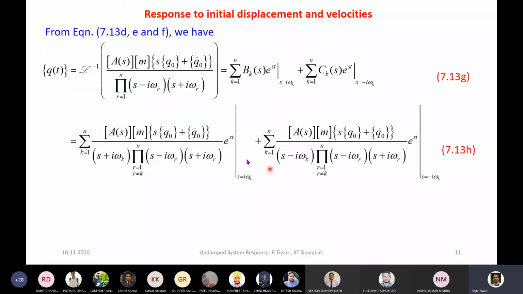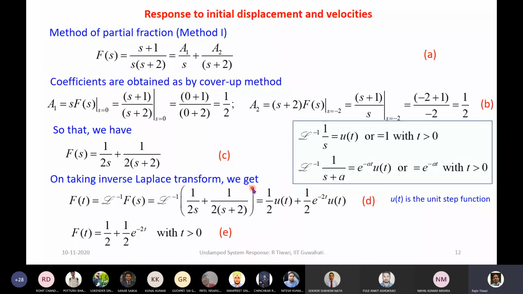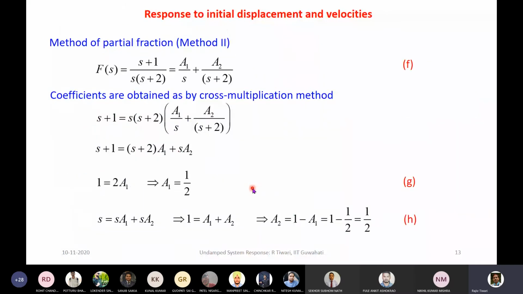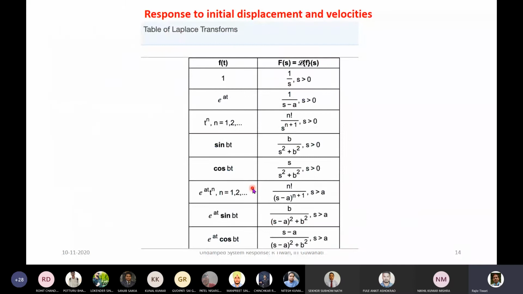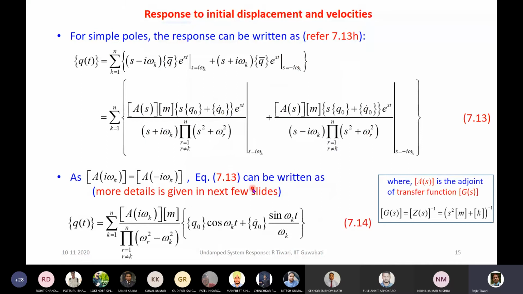So this is the final expression, and if you will further simplify this after substituting this, this slide I am skipping. This is some fundamental of the partial fraction. I think you already know, so you can go through this, how to obtain the coefficients. Some tables also are given so that you know how to use these tables.